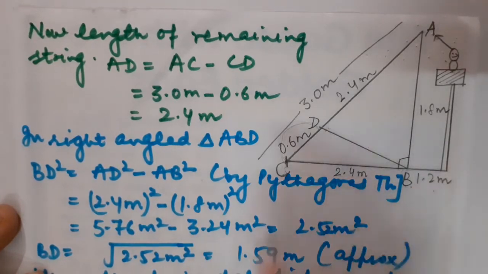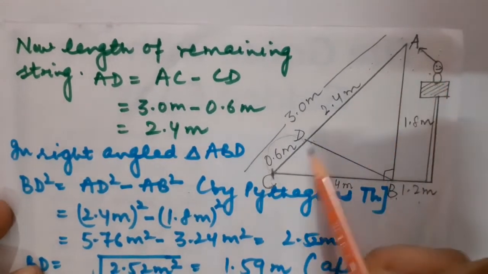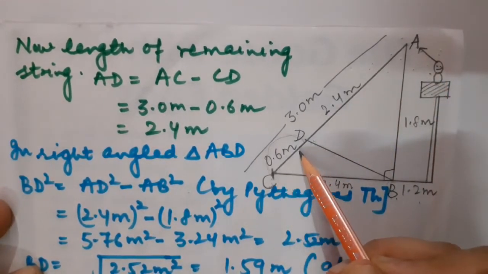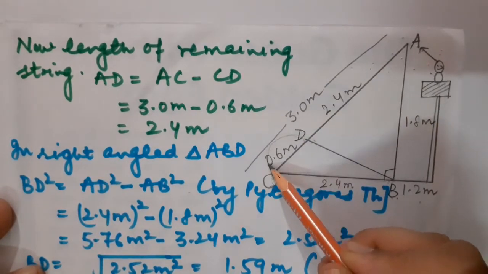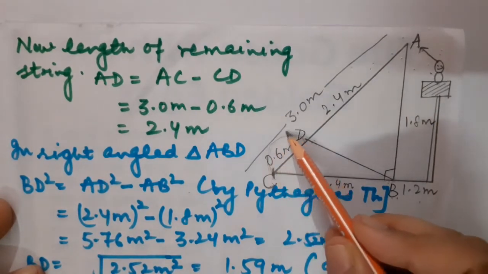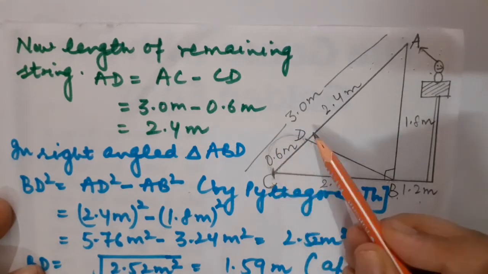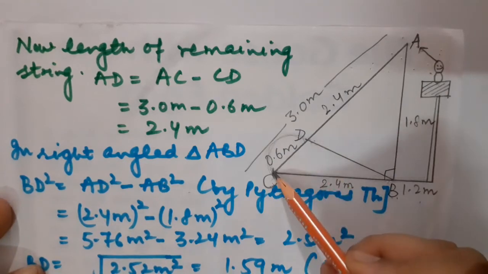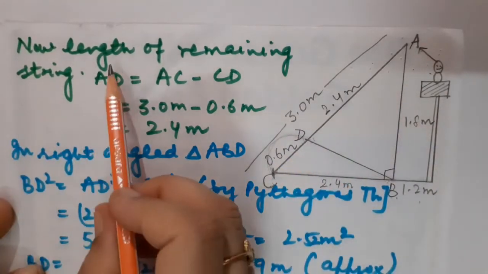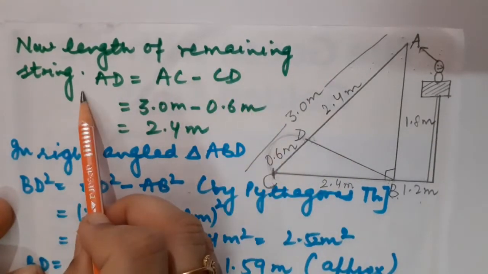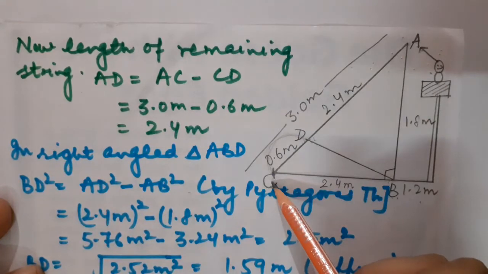Got it? Now as she is sitting over here and pulling the string very tightly, this food particle has covered 0.6 meter distance in 12 seconds. So it has now reached over here, and the position of the bait has changed from C to D. Now the length of the remaining string, that is AD. What was the complete length of the string? That was 3.